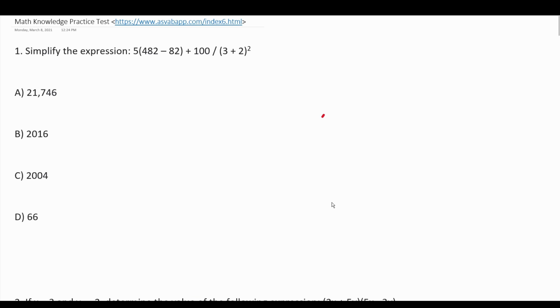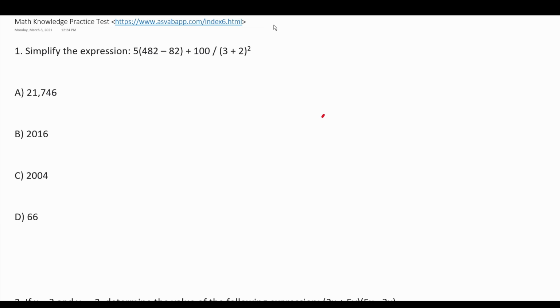All right, this first question says, simplify the expression. We have 5 times parentheses 482 minus 82, close parentheses, plus 100 divided by parentheses 3 plus 2, close parentheses squared. So for this one, we're going to have to make use of the order of operations to simplify this expression.